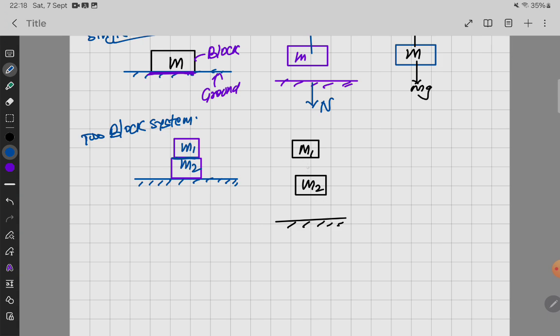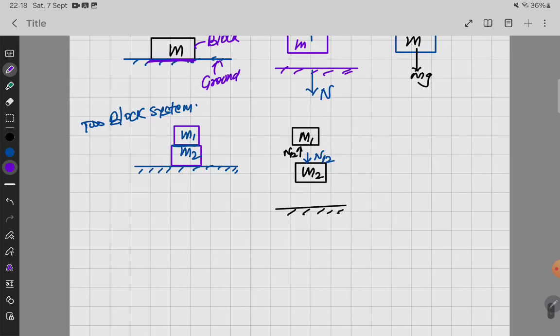So here m1 will try to press this m2, so there will be a normal reaction. This I am writing as n12, right? Now this m2 block will apply the same amount of normal force to m1. So like this is again n12, action reaction force, right? Now on this block m1, earth will try to attract it with the force m1g. Similarly, on this block m2, again earth will attract it with m2g, right?